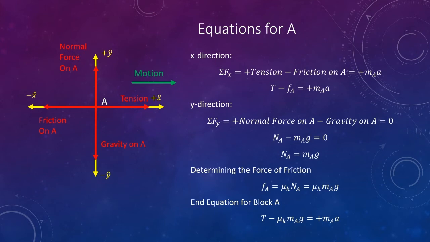And if we substitute that expression for the force of friction into our x direction equation, we end up with this end equation for block A, where the tension minus the force of friction on it, which is coefficient of kinetic friction times its mass times g, is equal to its mass times its acceleration. And that's as far as we can go with block A, because we probably don't know the acceleration and we don't know a value for the tension ahead of time. So it's at this moment that we need to combine our end equations for block A and block B. So let's look at that.